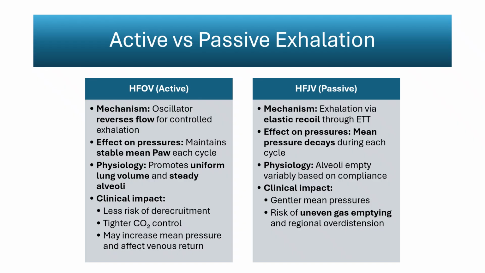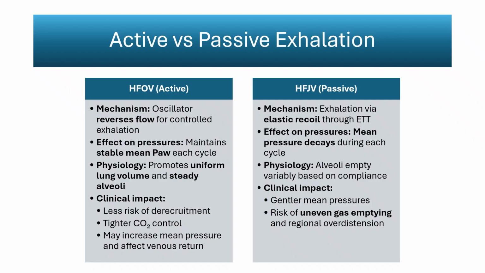This bidirectional control maintains alveolar stability, prevents gas trapping, and allows the mean airway pressure to remain constant across the cycle. Active exhalation is the reason HFOV can operate safely at higher mean pressures without causing hyperinflation, because the system clears gas efficiently even when the lung is stiff or poorly compliant.